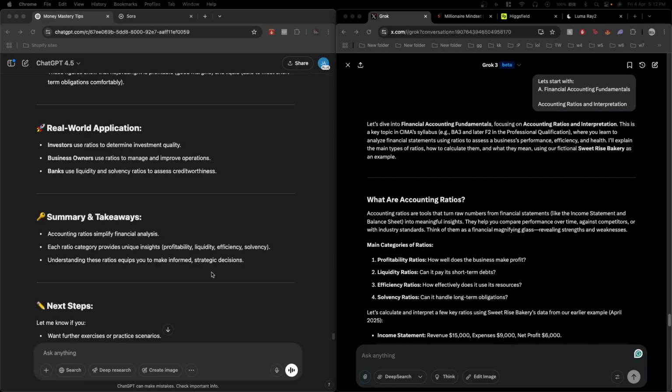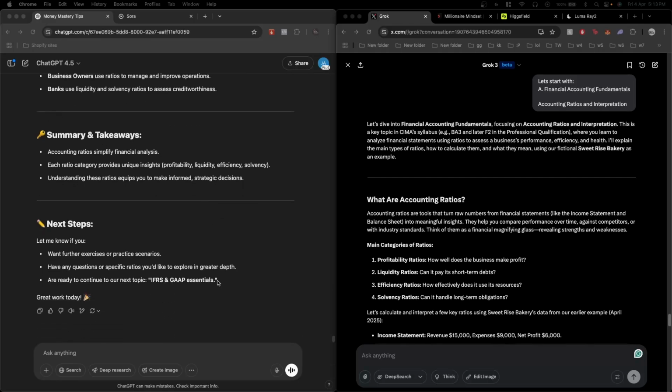Here's a quick summary and takeaway. Accounting ratios simplify financial analysis. Each ratio category provides unique insights into the profitability, the liquidity, the efficiency, and the solvency of a business. Understanding these ratios equips you to make informed strategic decisions.